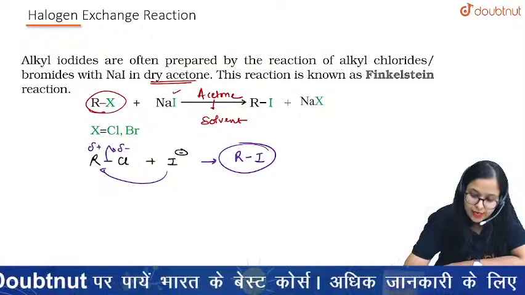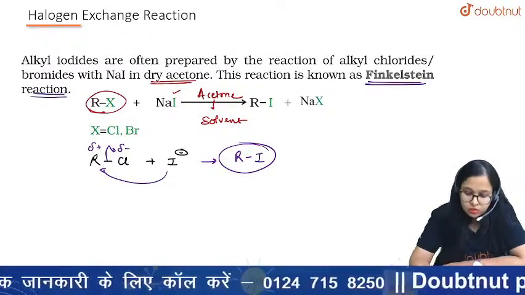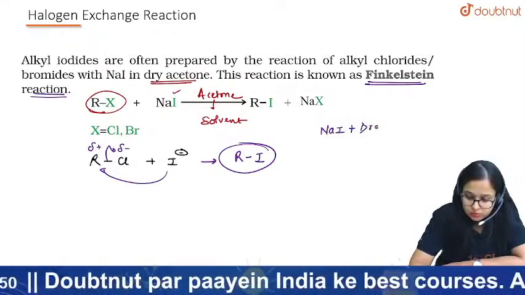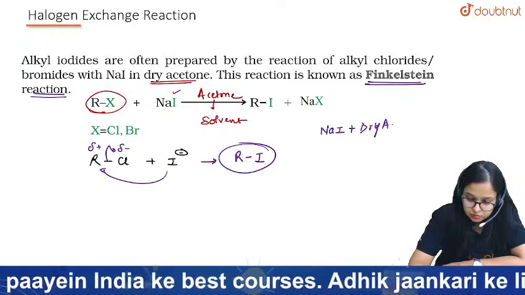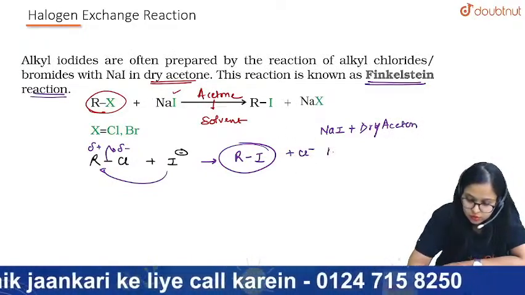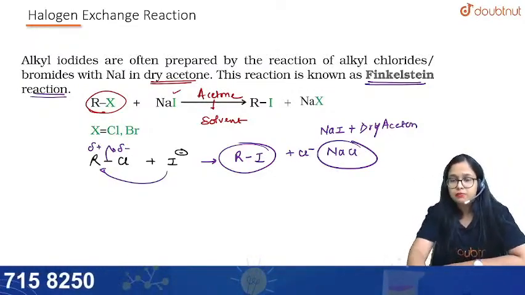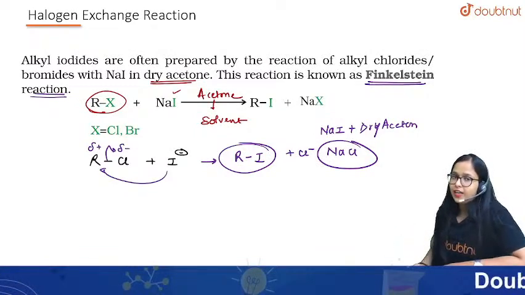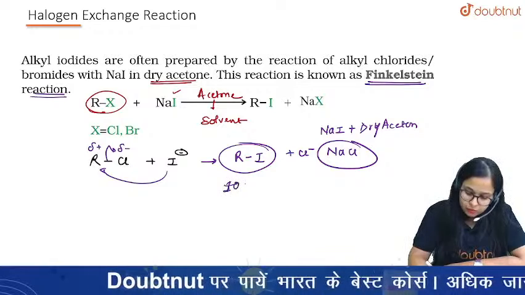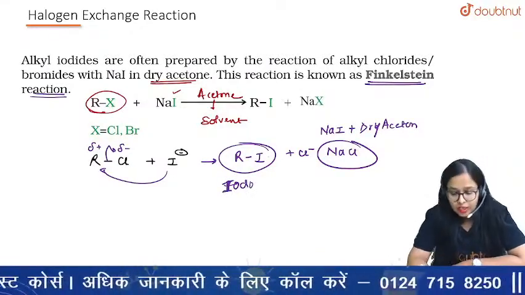The name of this reaction is Finkelstein reaction. You must remember that the reagent here used is NaI in presence of dry acetone. The Cl minus that has left will interact with Na positive to give you NaCl. Similarly, RBr will react with NaI in presence of dry acetone to give you RI and NaBr, right? So here you can form iodoalkane, which was impossible while doing the halogenation process.